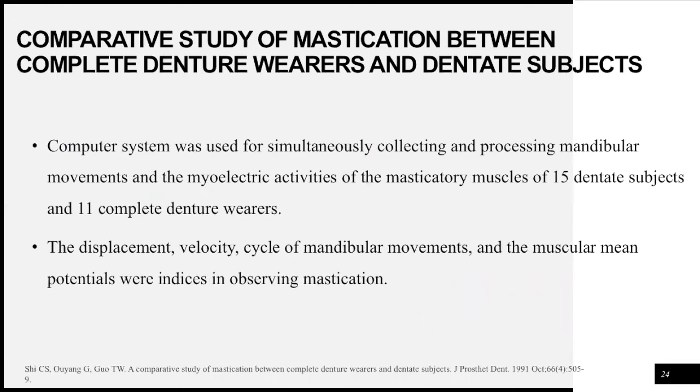Coming to a study where a comparative study of mastication between the complete denture wearers and dentulous patients was done.